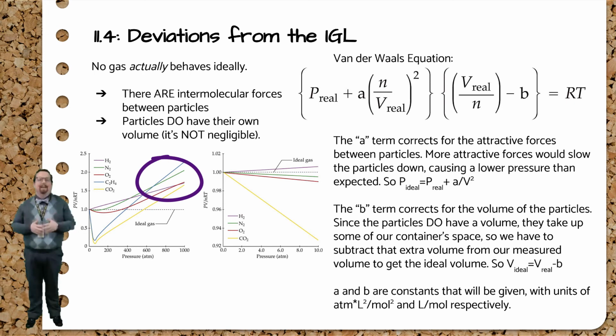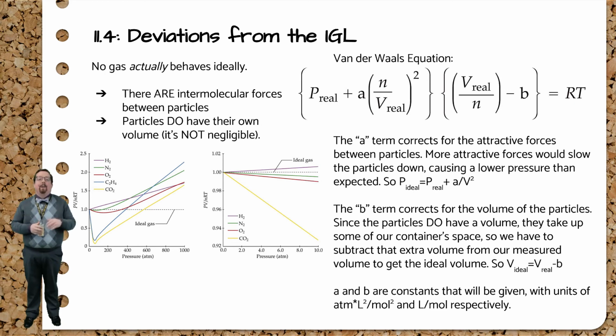Well, why is that? Well, there's no gas that exhibits absolutely zero intermolecular forces, and all gas particles obviously have some volume of their own. Therefore, no gas actually behaves 100% ideally 100% of the time. This is why the ideal gas law is a simple approximation. We've developed far more advanced equations to help correct for the non-ideal behavior of gases. The first and simplest of which is the van der Waals equation.